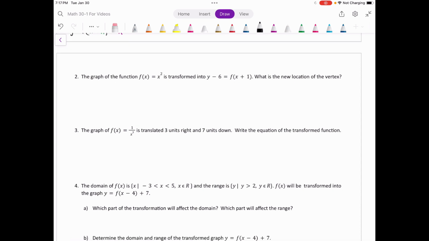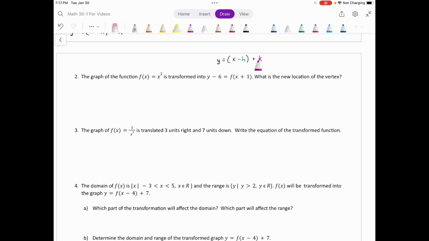The graph of the function f of x equals x squared is transformed into y minus 6 equals f of x plus 1. Now hang on a sec. This is where they sometimes try to trick you, right? You do often see it written this way. Personally, I prefer to just rewrite it so that it really does look like x minus h plus k, right? And we can pretty quickly do that.